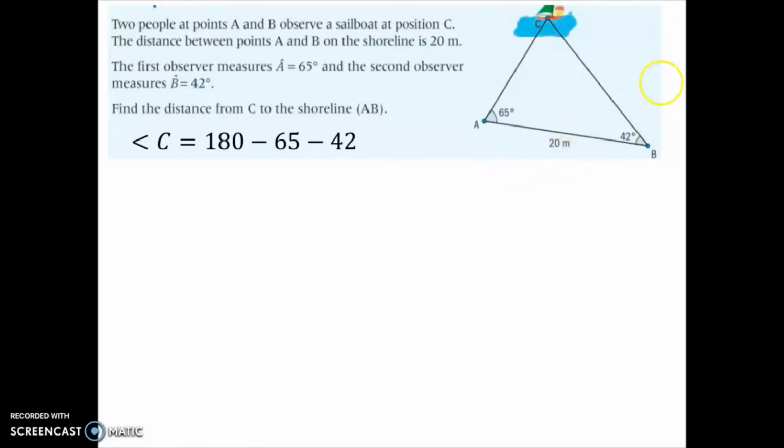But first of all, something I mentioned before is when you have two angles in a triangle, you should always, first thing, mark the third angle, because two angles help you get the third one. 180 minus those two, that's what we're doing here. What's angle C? 73 degrees.